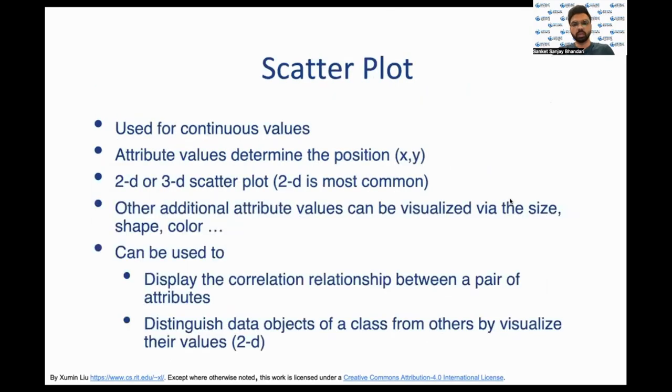Now coming to a scatter plot. Scatter plots are used to display values for a pair of numerical attributes corresponding to x and y axis. The value pairs determine the location of data points in the plot. Other attribute values can be displayed through coding the points on size, color, or shape. Scatter plot is an effective visualization technique to identify correlation relationship between attributes, display the value distributions, and even identify object clusters and outliers.